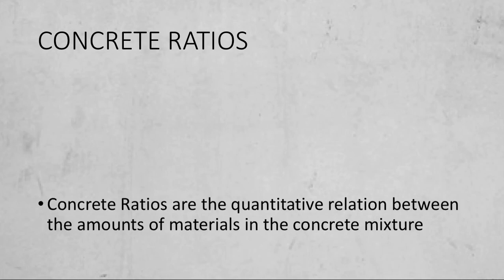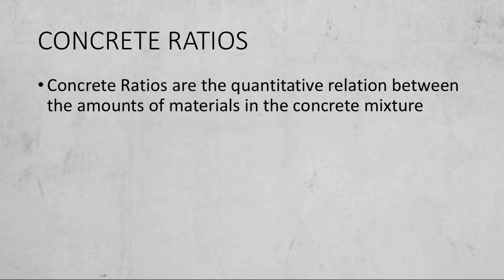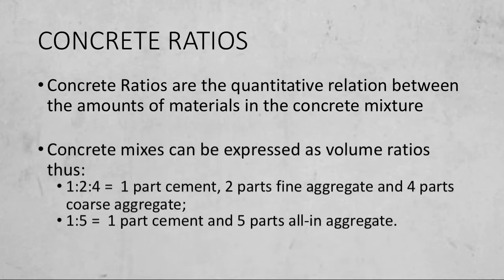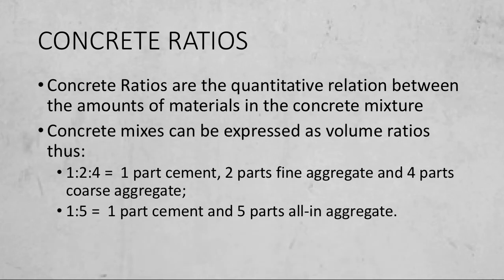And concrete ratios. These are quantitative relationships between the amount of materials in the concrete mixture. Concrete ratio mixes can be expressed as volume ratios, thus 1 to 2 to 4, and this is what we're expressing as 1 part cement to 2 parts fine aggregate to 4 parts coarse aggregate. 1 to 5, which is 1 part cement to 5 parts all-in aggregate, and all-in aggregates are those already made packaged aggregates where it just has a mixture of all fine and coarse aggregates in there.